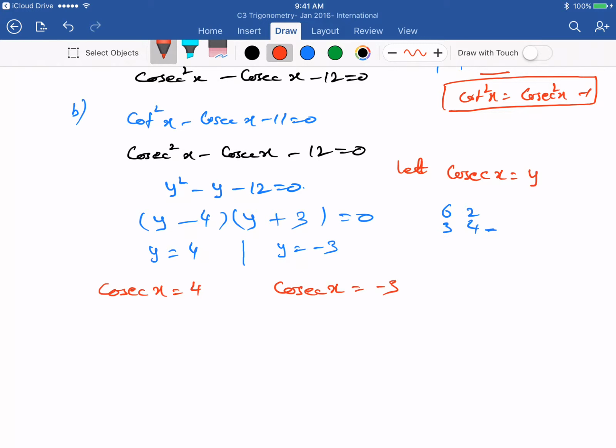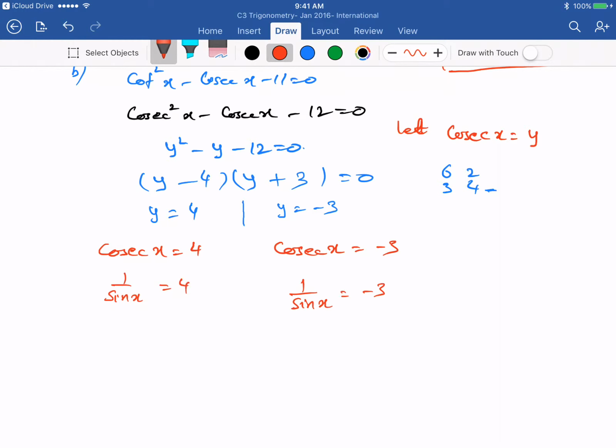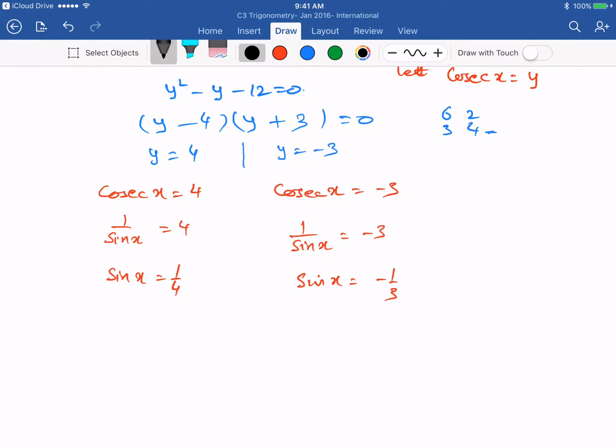We know that cosec is written as 1 over sine, so 1 over sine x is equal to 4. Same here, 1 over sine x is equal to negative 3. We can do the reciprocal of both, and we will end up with sine x is equal to a quarter and sine x is equal to minus a third. Now to work out the value of x, we need to do the inverse of sine.